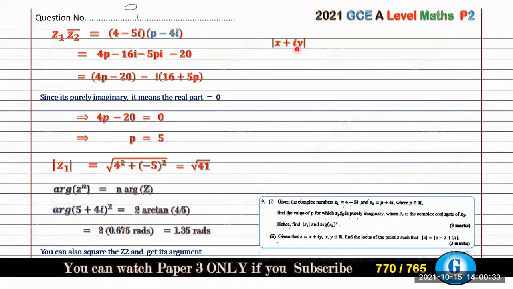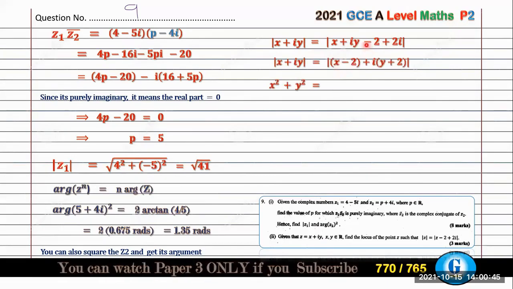So the modulus of x plus iy should be equal to the modulus of x plus iy minus 2 plus 2i. On the right-hand side, we will have x minus 2, that's the real part, plus the imaginary part, i into y plus 2. Now the modulus for the left-hand side, I have x squared plus y squared square root, but there will be no need for us to put square root because we take the square root on both sides. We still have to cancel it out. So we have x squared plus y squared should be equal to x minus 2 squared plus y plus 2 all squared. We open out these brackets and simplify.